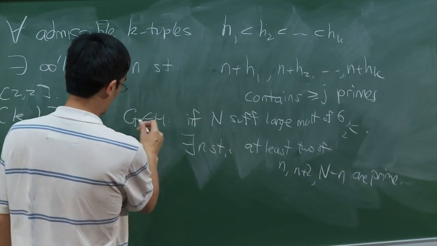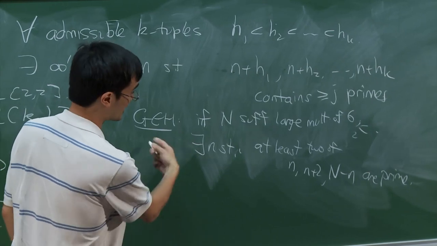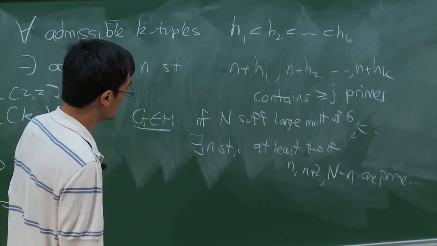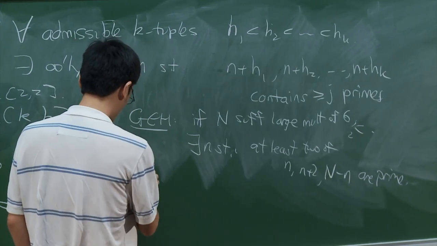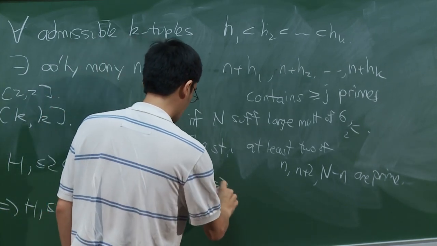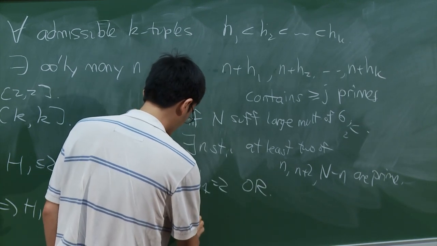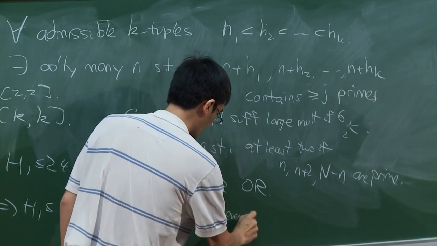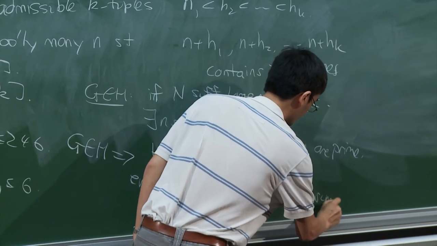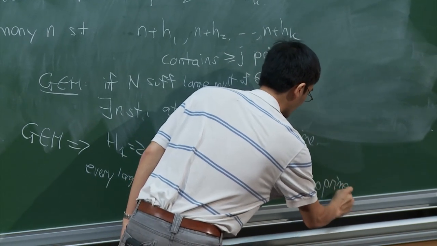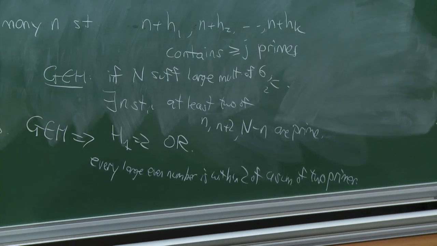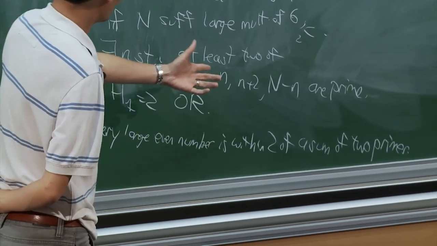So this has the following amusing consequence. Again, assuming GEH, you get a dichotomy, a disjunction. We can't prove the twin prime conjecture using this technology, and for similar reasons, we can't prove Goldbach's conjecture. But I can tell you in some sense that one of them is true: if you have the generalized Elliott-Halberstam conjecture, then either the twin prime conjecture is true, or every multiple of 6, every large even number, is within 2 of a sum of 2 primes. But I can't tell you which of these is true. In fact, they should both be true. Even that is conditional on this rather ambitious conjecture, and the reason is just the pigeonhole principle, just cases.